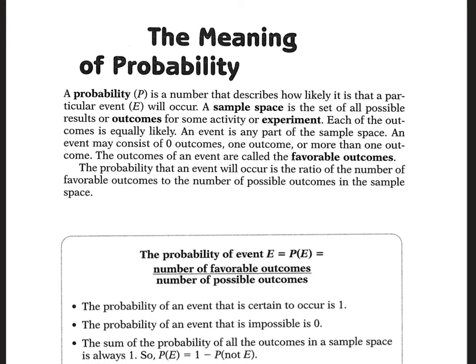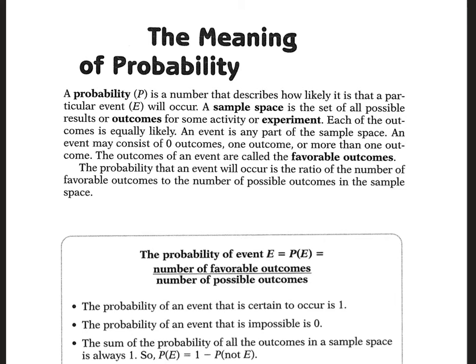Now with probability. A probability, P, is a number that describes how likely it is that a particular event, E, will occur. A sample space is a set of all possible results or outcomes for some activity or experiment. Each of the outcomes is equally likely. An event is any part of the sample space. An event may consist of 0 outcomes, 1 outcome, or more than 1 outcome. The outcomes of an event are called favorable outcomes.